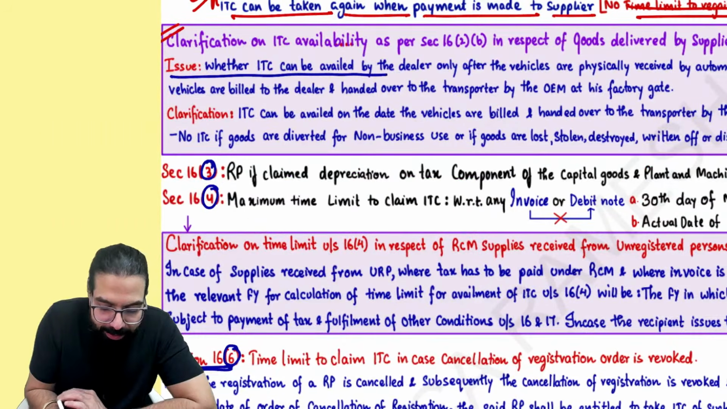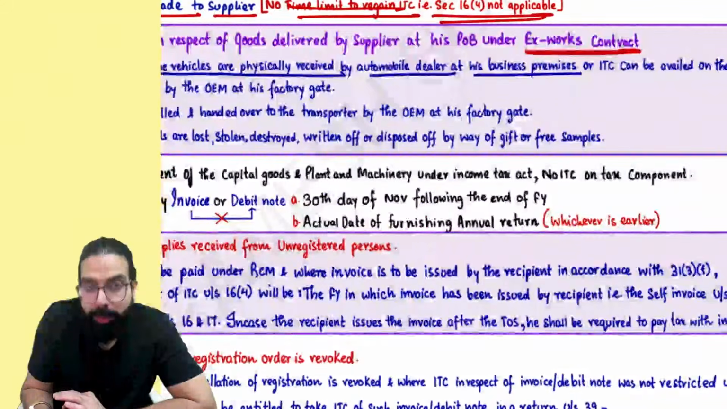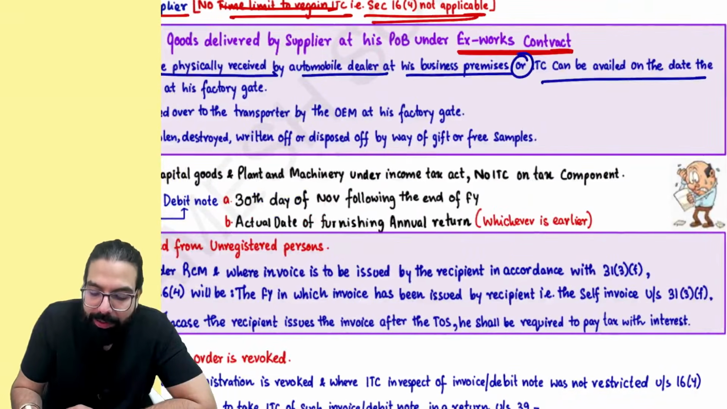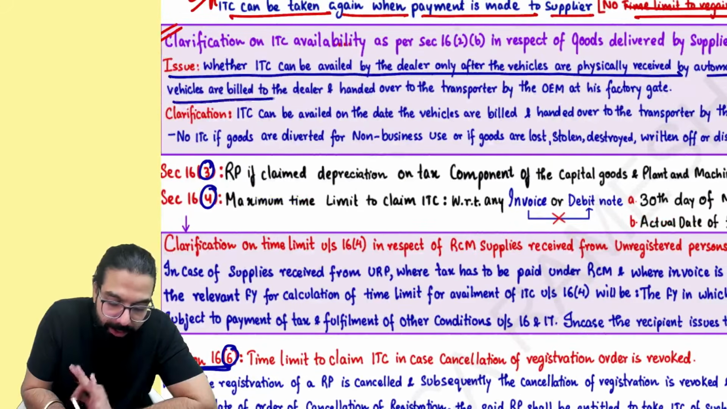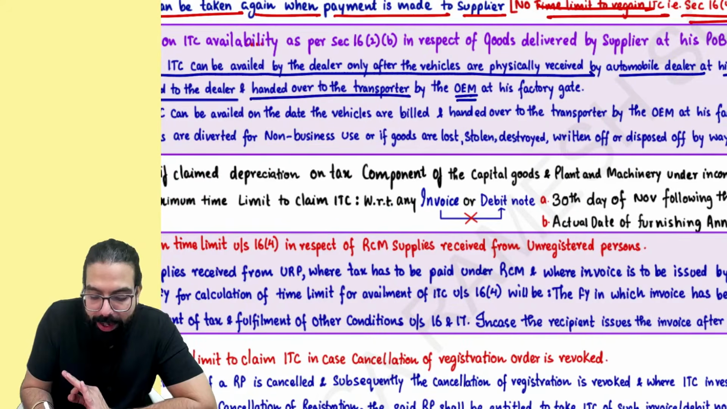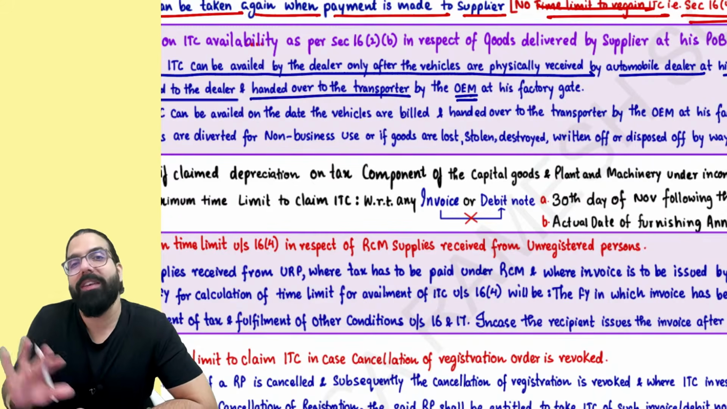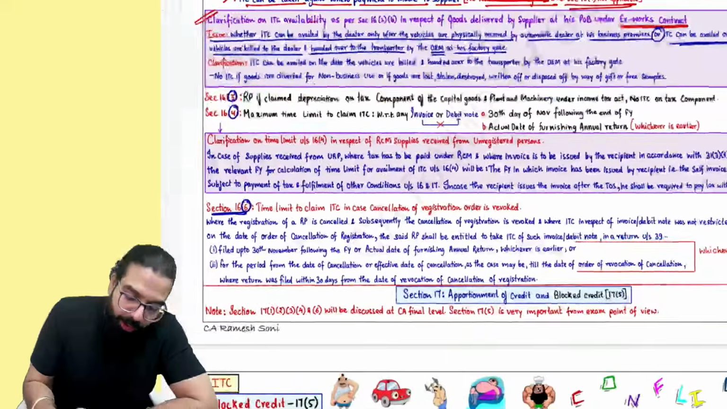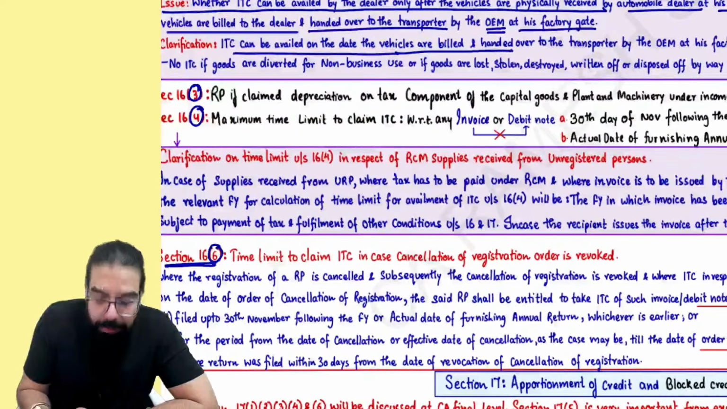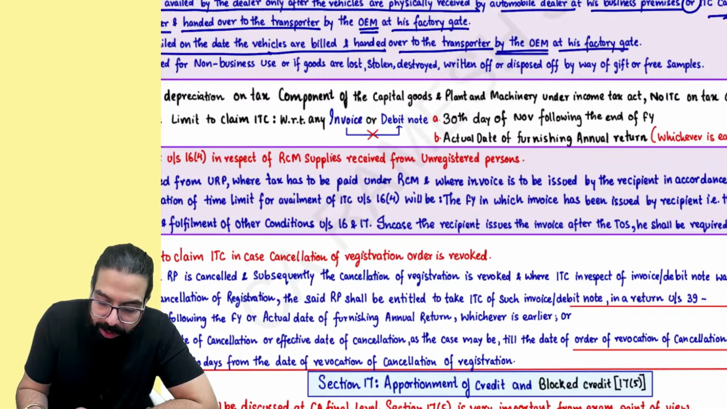Clarification: whether ITC can be availed by the dealer only when the vehicles are physically received by the automobile dealer at his business premises, or ITC can be availed on the day the vehicles are billed to the dealer and handed over to the transporter by the OEM. OEM means original equipment manufacturer, like Maruti Suzuki. All these are original equipment manufacturers who manufactured the car at his factory gate. So they have gone ahead and told ITC can be availed on the date the vehicles are billed and handed over to the transporter by the original equipment manufacturer at his factory gate.